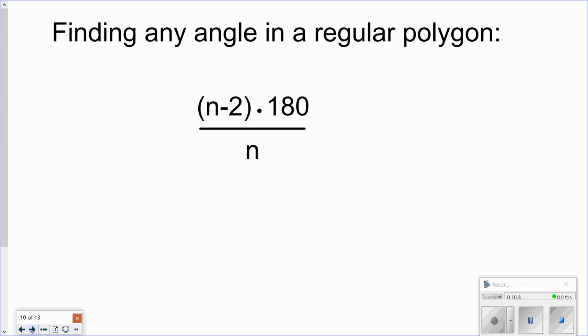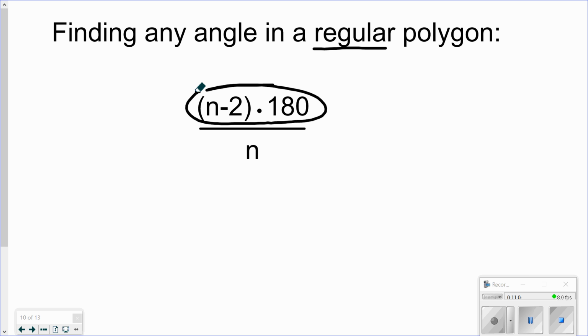If we want to find any angle in a regular polygon, we're going to use this equation. Now remember, a regular polygon means that all the sides and angle measures are congruent. So if I know the sum of the interior angles, which is this equation here, and I want to figure out what is one specific angle in that polygon, I would divide it by the number of sides. So for example, let's go back to our pentagon problem.